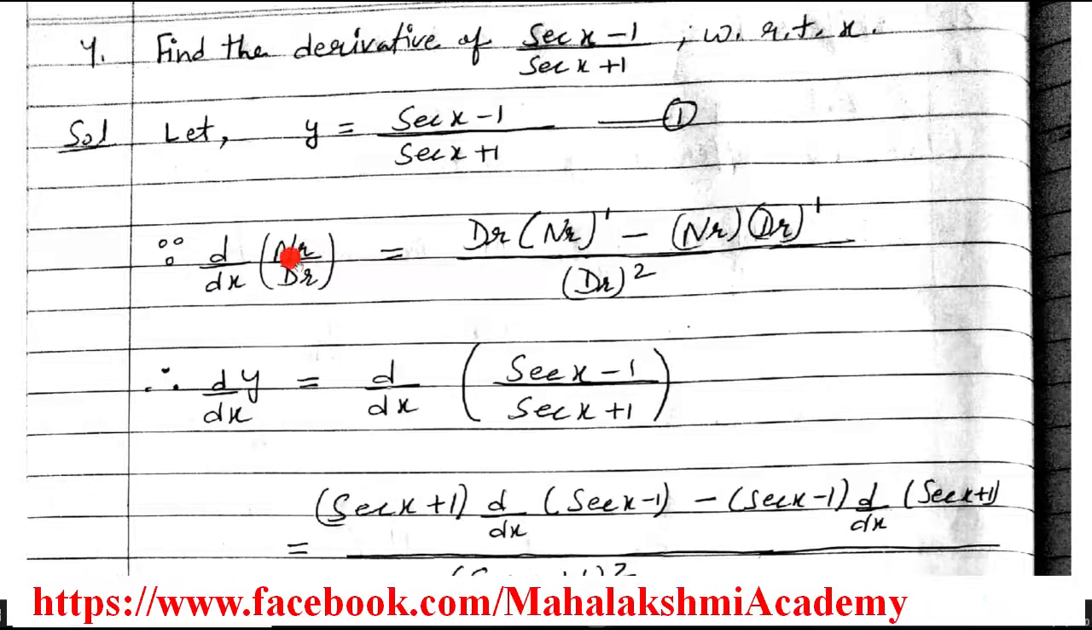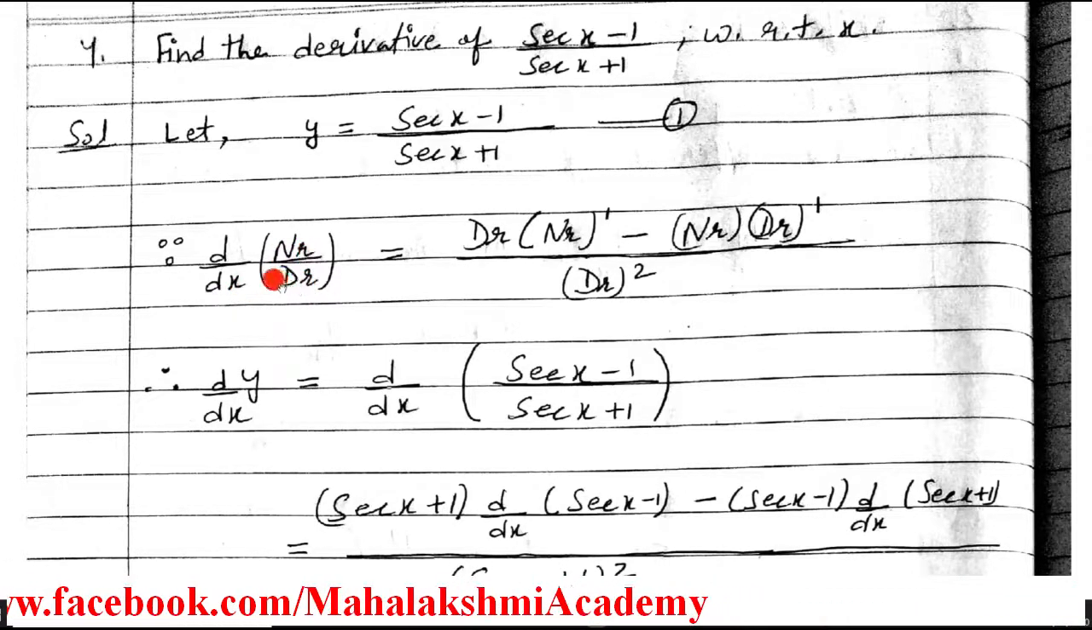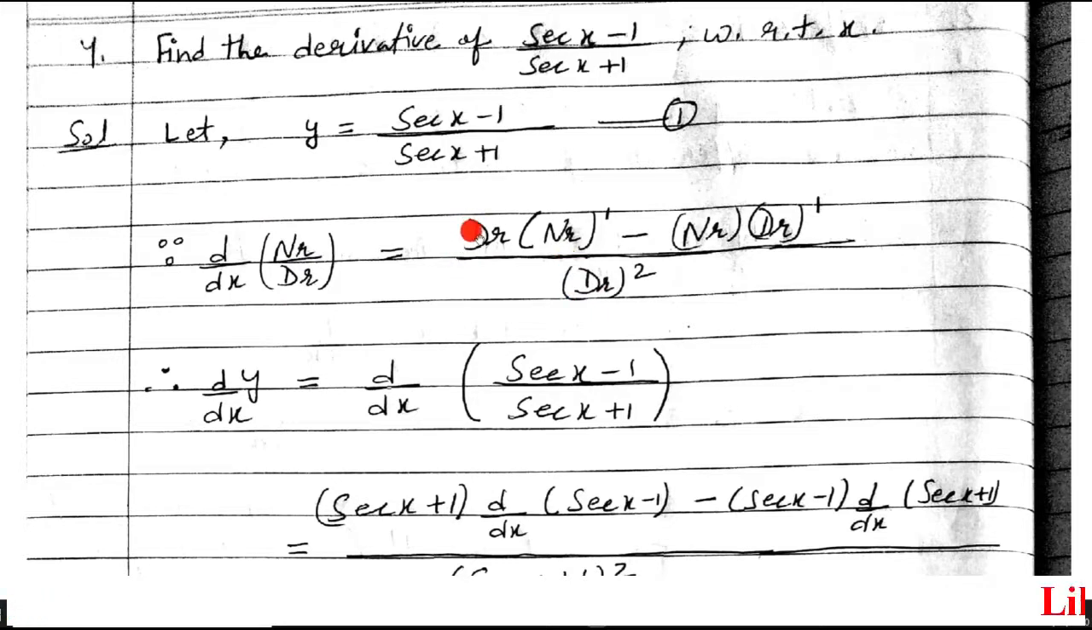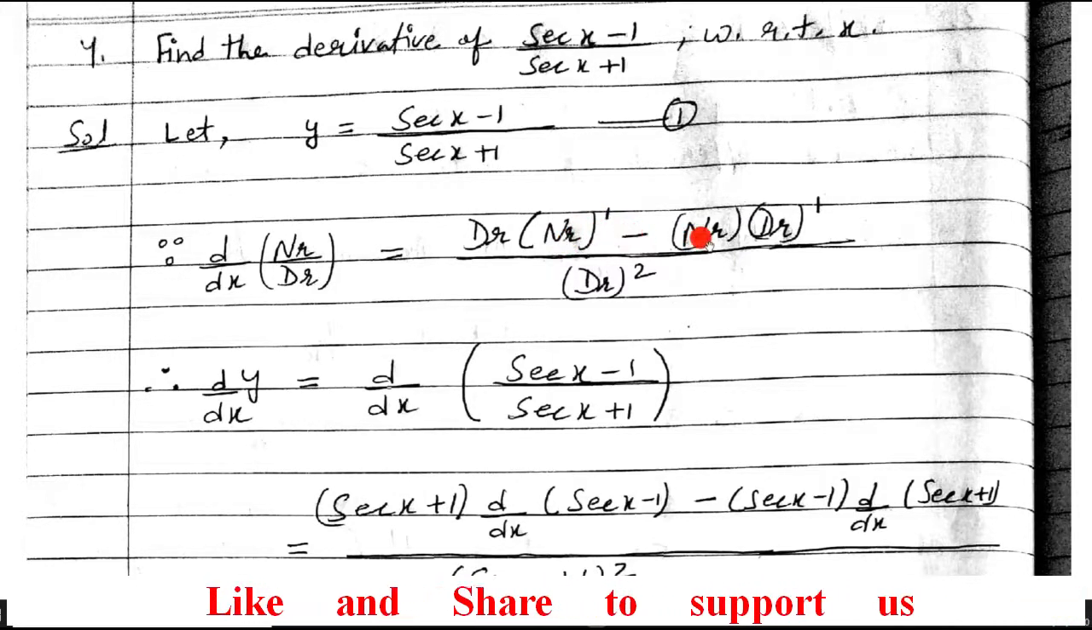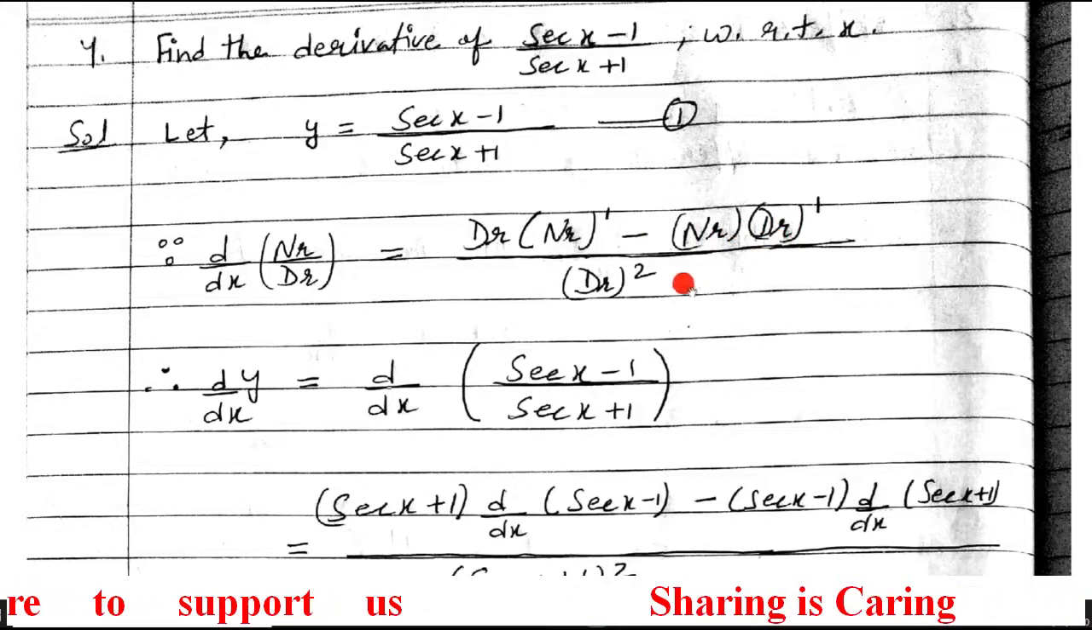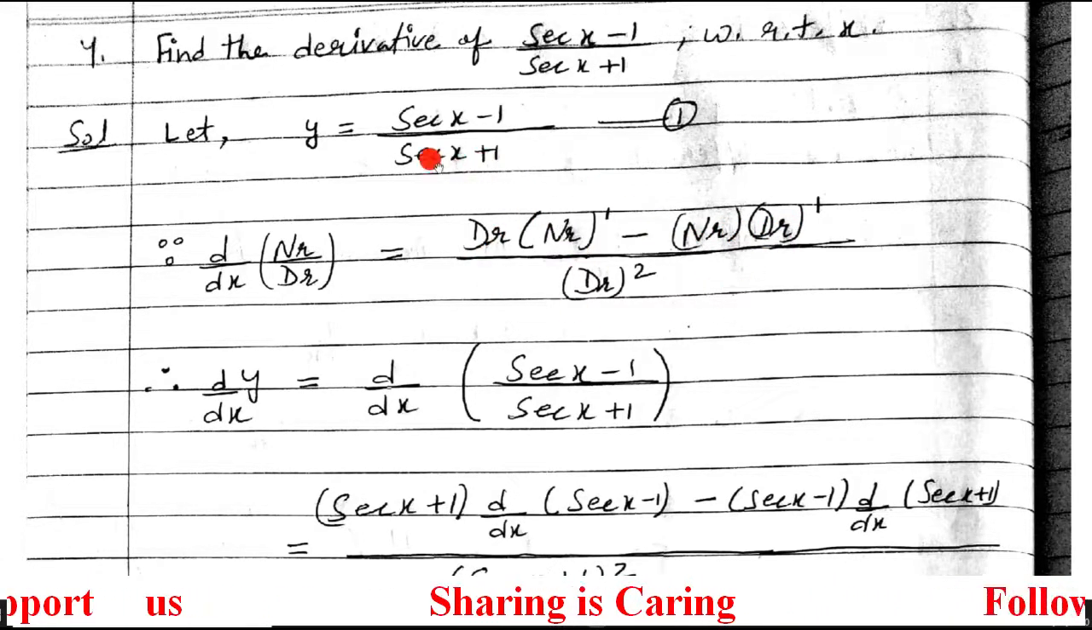Now the question is in the form of a fraction, and you know the formula for differentiating a fraction. NR is for the numerator and DR is for the denominator. So when we have to differentiate numerator upon denominator, the formula is denominator square, and here denominator as it is, the numerator's differentiation, then minus numerator as it is, then differentiation of the denominator. Now we'll use this formula to differentiate this.